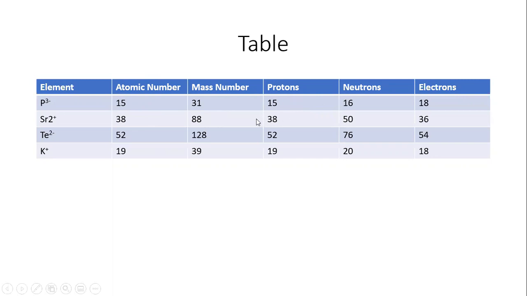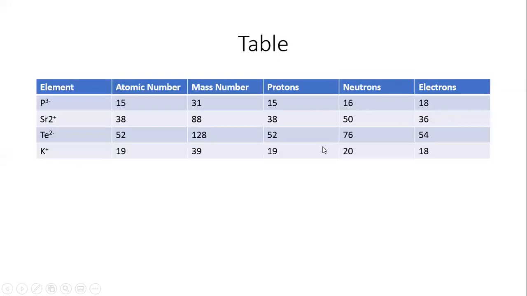So this much, the atomic number, mass number, protons, and neutrons are the same as we did for the earlier examples for the neutral elements. But the electrons change. So here you have a charge of 3 minus. And this might be confusing at first, but even though it says 3 minus, you'll actually be adding 3 to the proton number. So 15 plus 3 is 18.